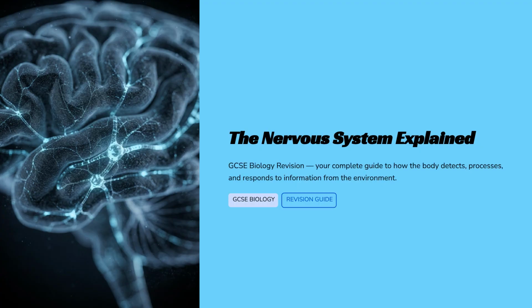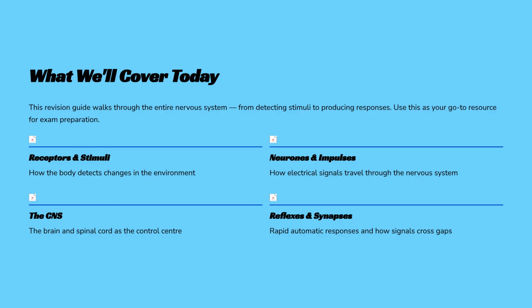Welcome to this GCSE Biology revision guide on the nervous system. We'll explore how the body detects, processes, and responds to information from the environment. This video covers the entire nervous system, from detecting stimuli to producing responses. We will look at receptors and stimuli, neurons and impulses, the CNS, and reflexes and synapses.